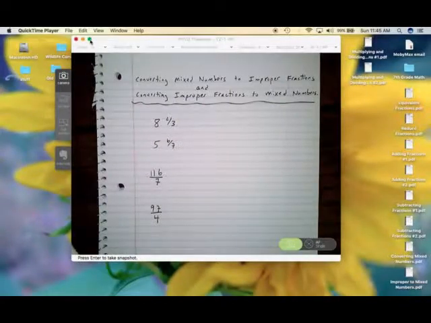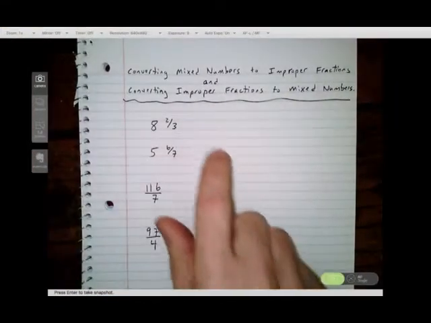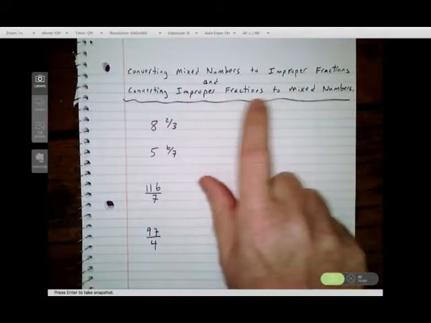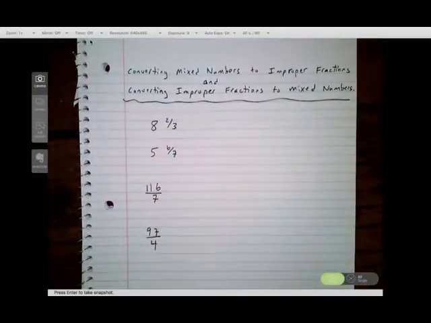Okay, one more video this week. We are going to convert mixed numbers to improper fractions and convert improper fractions to mixed numbers. So we're going to go back and forth between the two different forms.